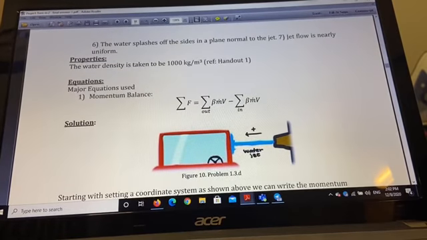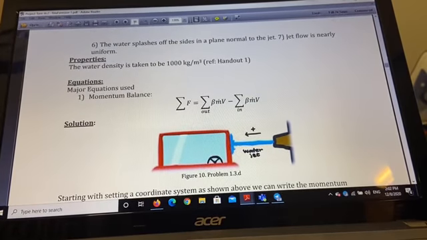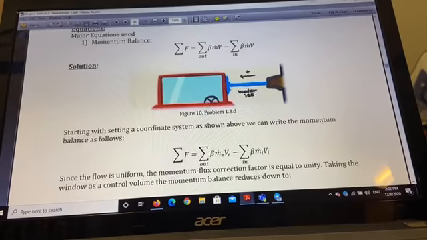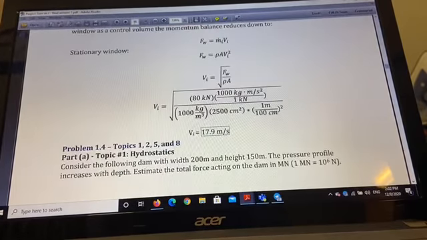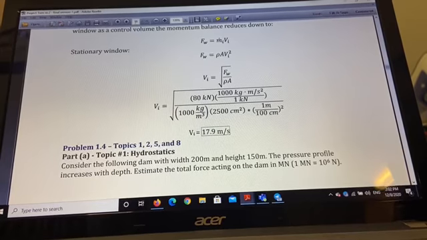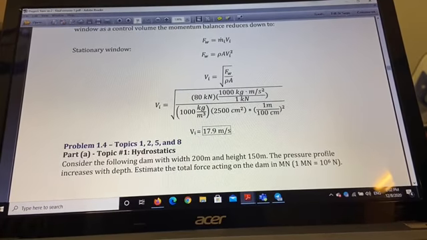So we write out the whole momentum balance equations, and we can get the velocity of the water that hits the window of the car.